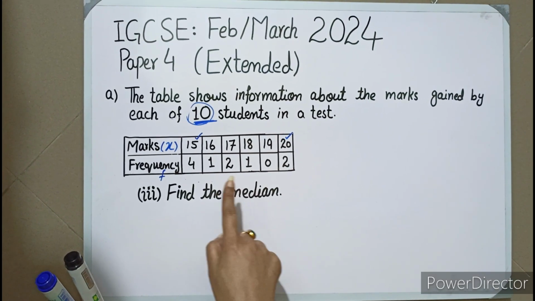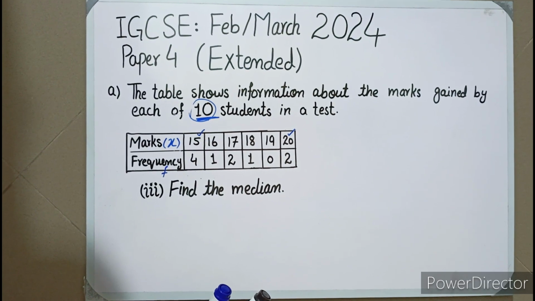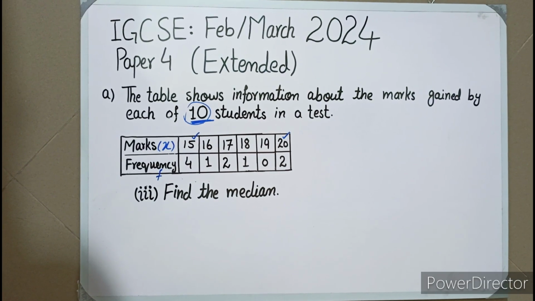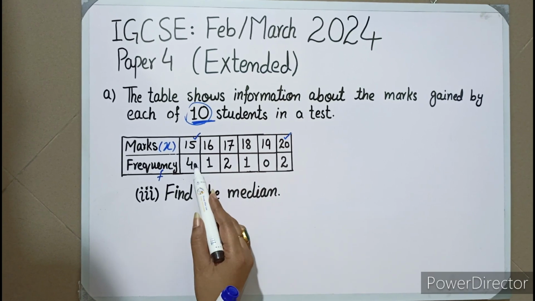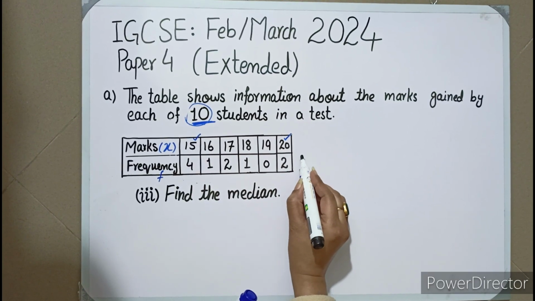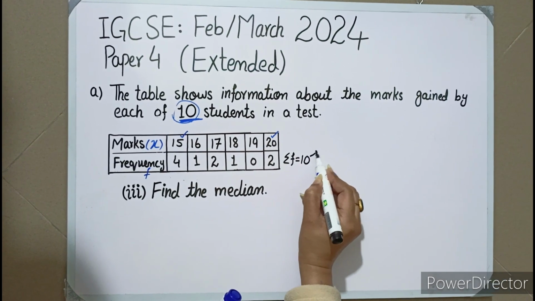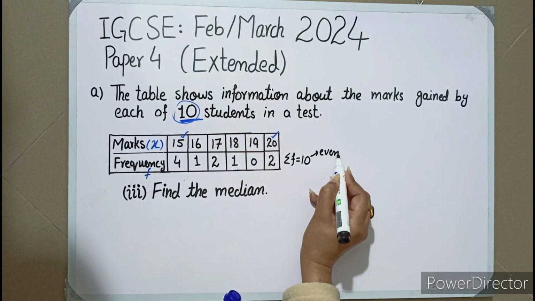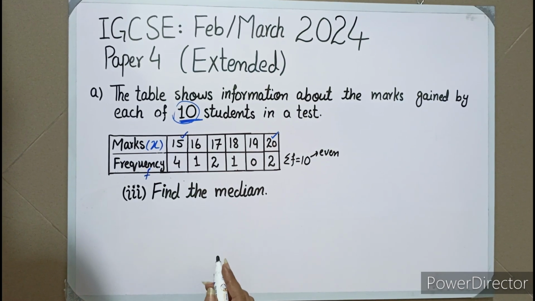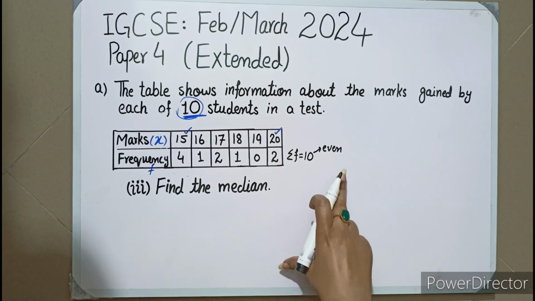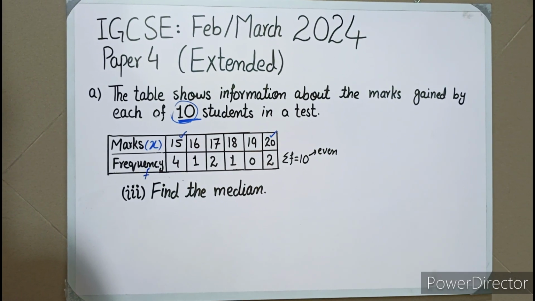In part 3, he is asking for the median. Finding the median means finding the middle value of this data. To find the median, you have to use a formula to determine the position. If you sum these frequencies together, you will get 10. It means that summation f over here is 10, and this 10 is even. There are two formulas to find the position of a particular number in given data. Here the question is discussed for even, so the position will be calculated in this way.